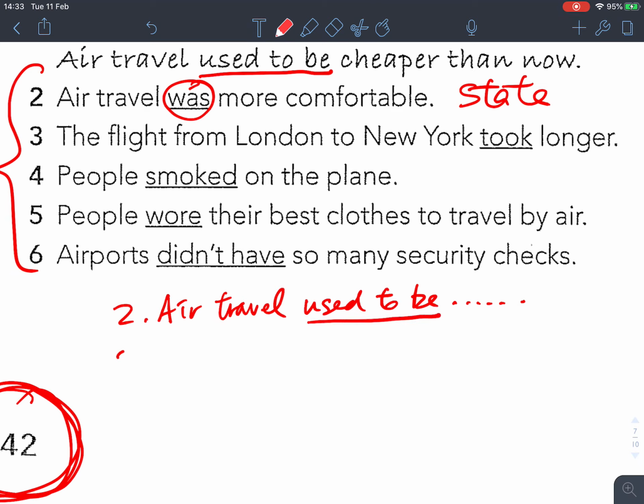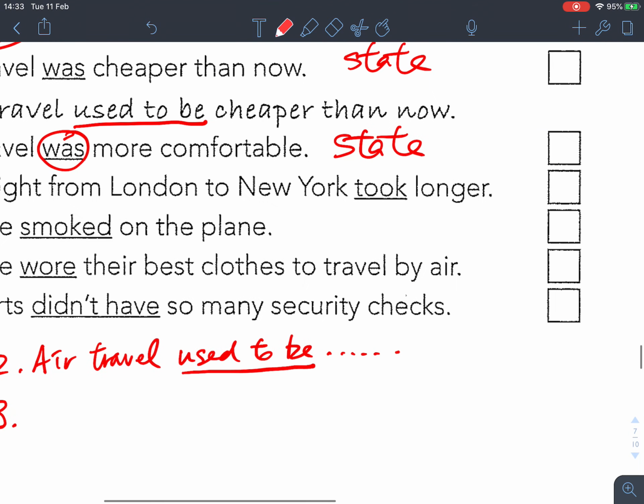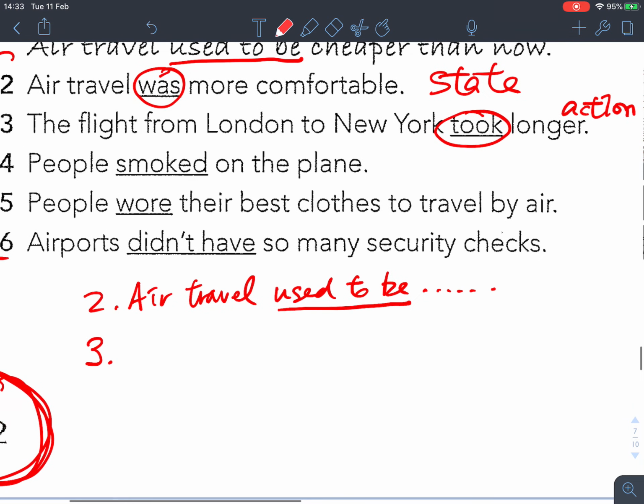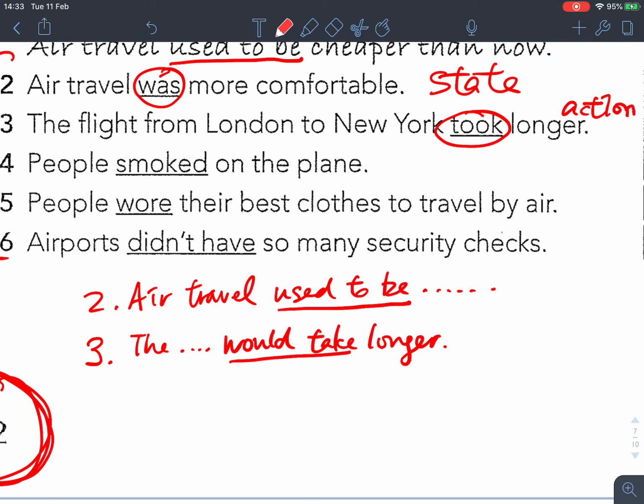All right, how about number 3? "The flight from London to New York took longer." So action or state? Took, it should be an action, right? So if it's an action, then we change it to would. So the flight from London to New York would take longer. All right, you change it to this one.